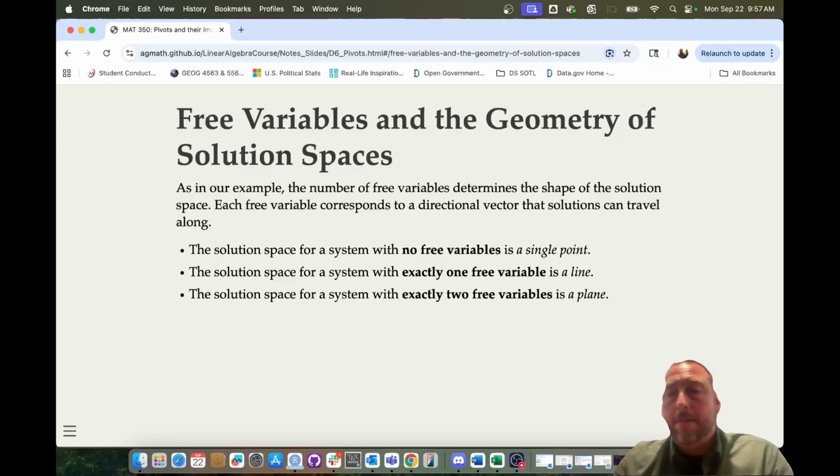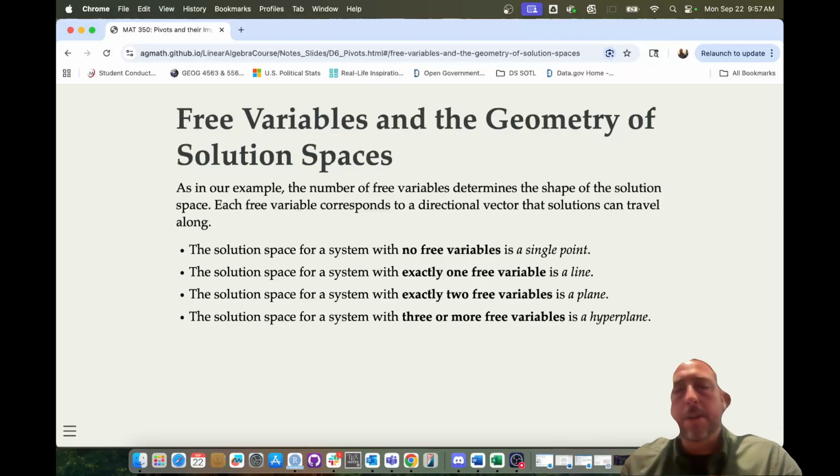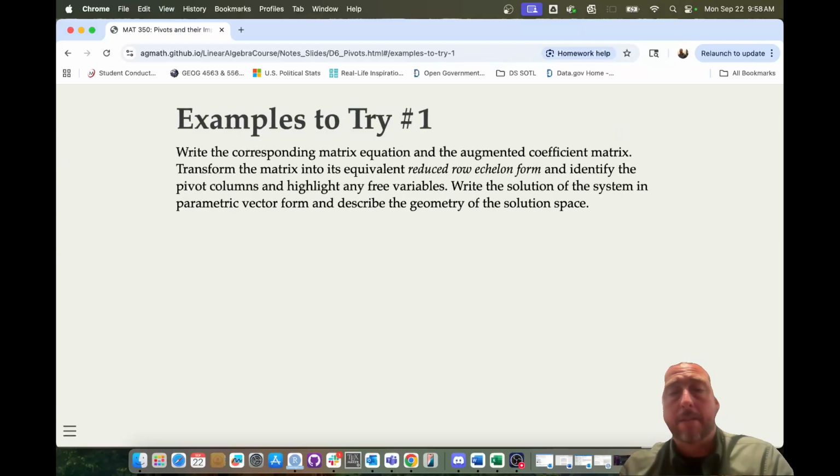The solution space for a system with exactly two free variables is a plane, because I can travel in any combination of those two directions away from that point. And a solution space for a system with three or more free variables is a hyperplane. Hyperplanes we can't visualize, but it's a higher dimensional space.